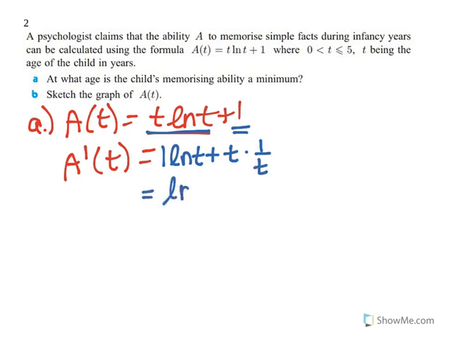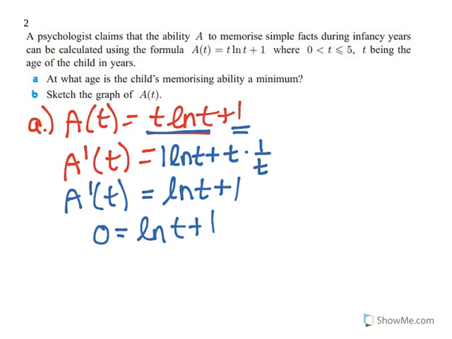Simplifying that, we get the natural log of t plus 1. So that's the derivative for A of t. Now for part A, we are trying to figure out where that is a minimum. So therefore, I need to set that derivative equal to 0.